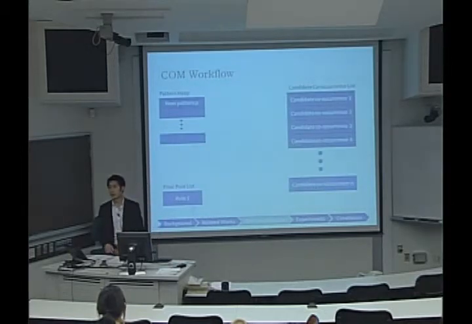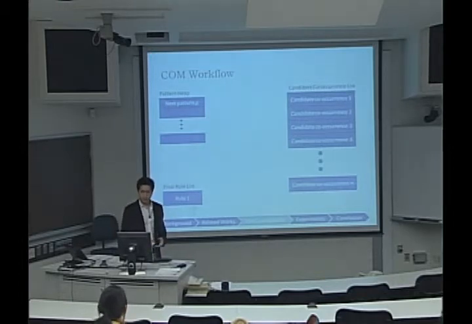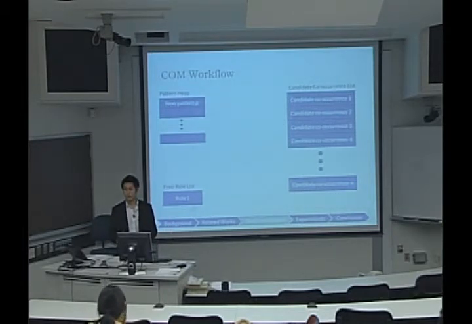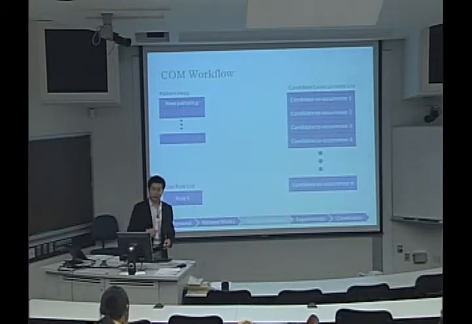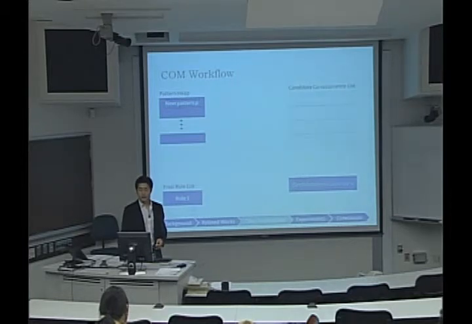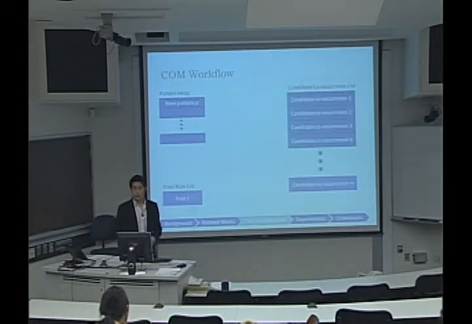So the basic workflow for the COM algorithm is as follows. COM maintains 3 major data sets. One is the pattern heap. The pattern heap organizes all of the currently explored patterns and orders them by individual discrimination power, so that the pattern at the very top of the heap has the highest individual discrimination score. The candidate co-occurrence list stores all of the co-occurrences that we've currently generated which have not yet been inserted into the final rule list.